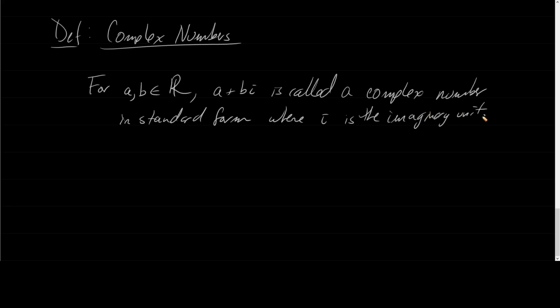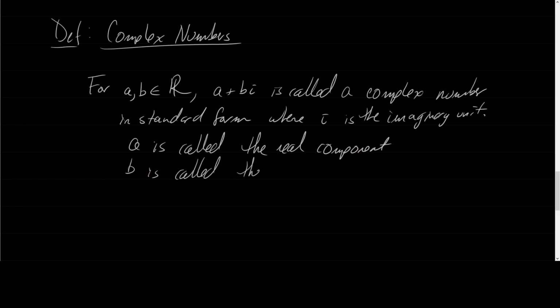All right. This has two components. It has a real component and an imaginary component. So in here, a is called the real component, right? And b is called the imaginary component. All right.